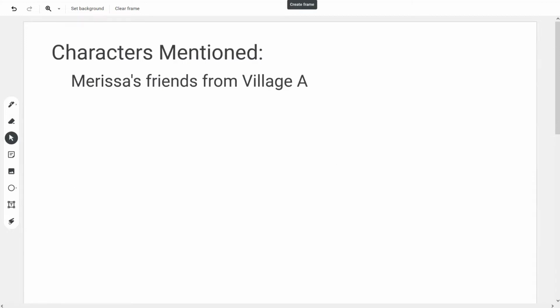And then some characters that aren't directly in the story, but they are mentioned. I've always felt that if a character is relevant to a story but they're not there, they should still be mentioned or brought up or somehow implanted into the reader's mind that they're relevant. That way, when they do come into the story, the reader isn't like, who the heck is this person? Where did they come from?